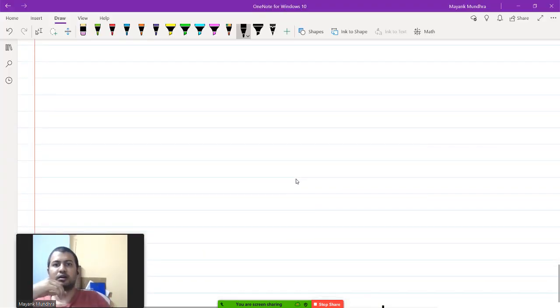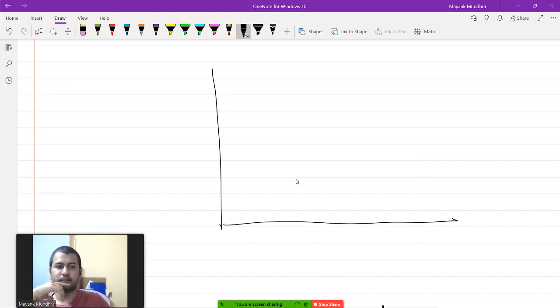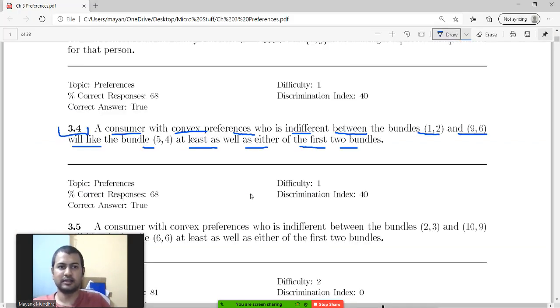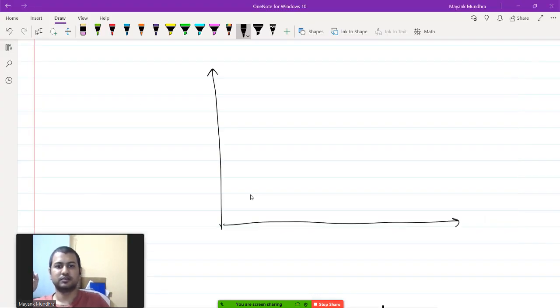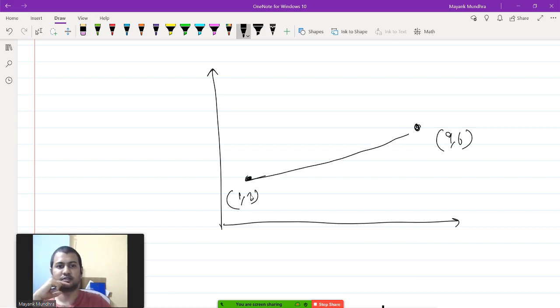Okay, so there are two bundles, (1, 2) and (9, 6). So there's this bundle (1, 2) and there's another bundle (9, 6). Okay, and he's indifferent between these two bundles. So the IC would look something like this. The IC would pass through these two points A and B. What can you say about a positively sloped IC?